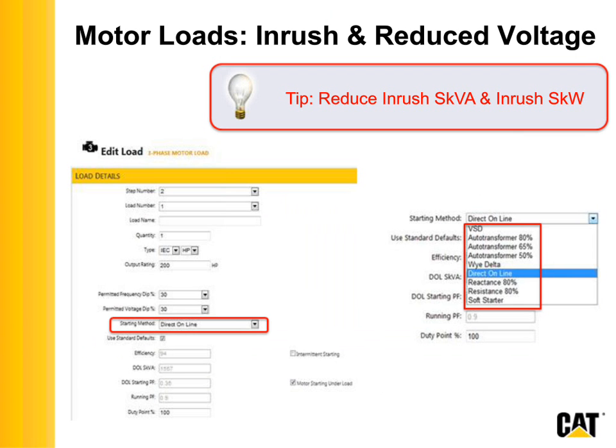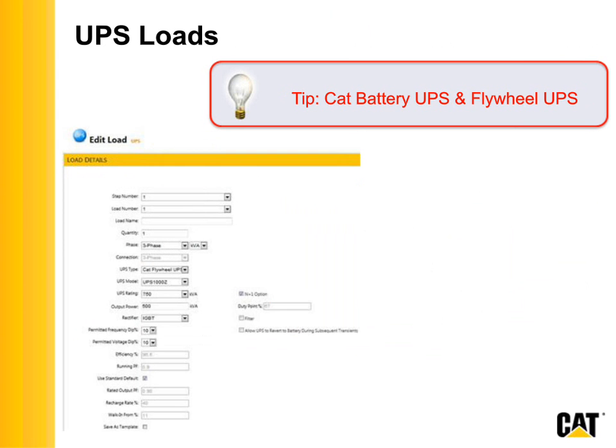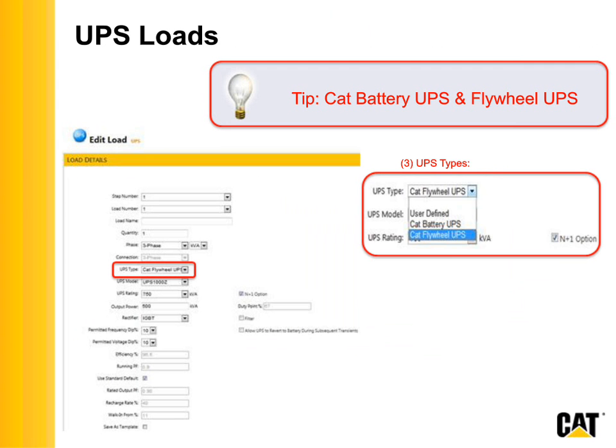Another load that's noteworthy to talk about is the UPS load. Last year, we simply had what we call a generic UPS load that you could size in SpecSizer. Last year, we added the Cat battery UPS and the Cat flywheel UPS load to SpecSizer. So it's an opportunity for you to utilize all the options that are out there to select the best UPS for your application.